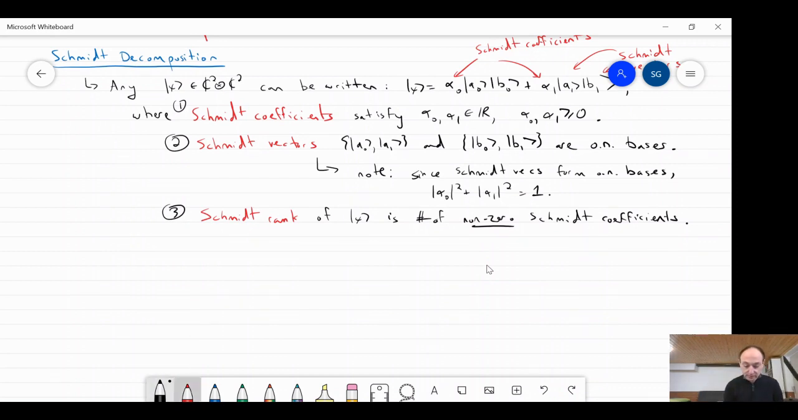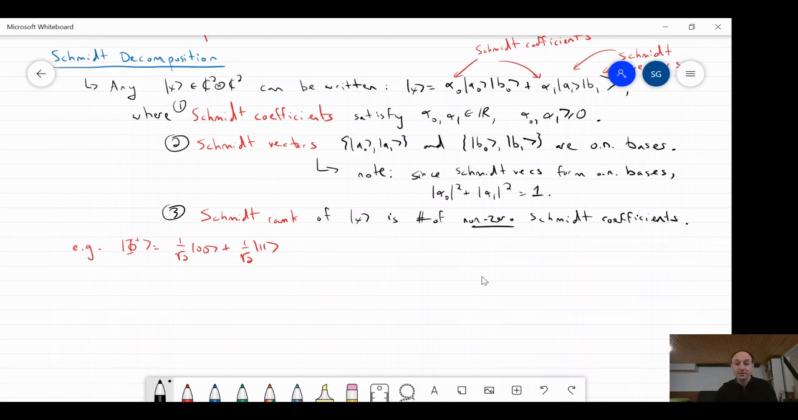Good. So let's just do a quick example, just to make sure we're understanding what's going on. Let's look at the Bell state. Okay, so what is the Schmidt decomposition of the Bell state? All right, take a moment to stare at this thing. What is the Schmidt decomposition of the Bell state?